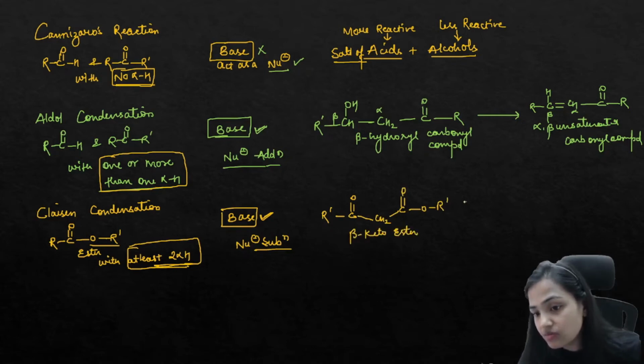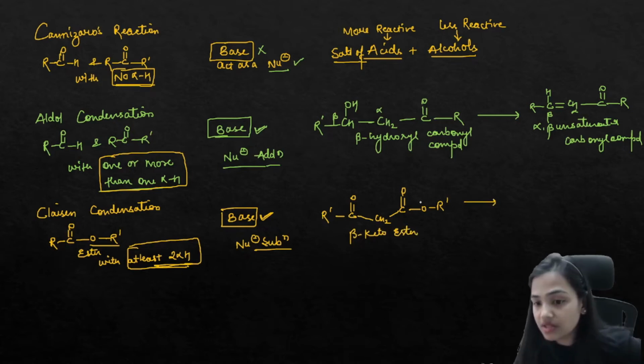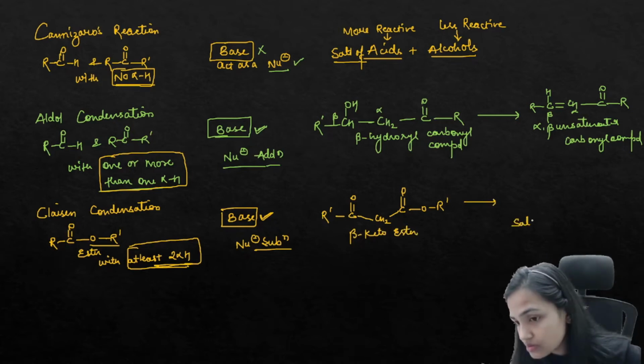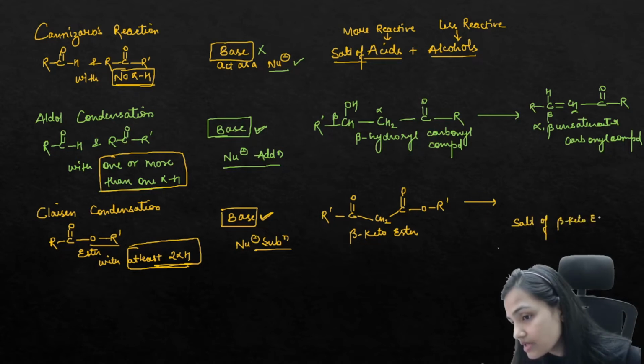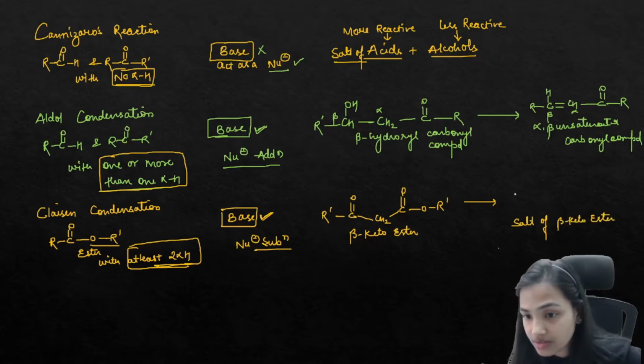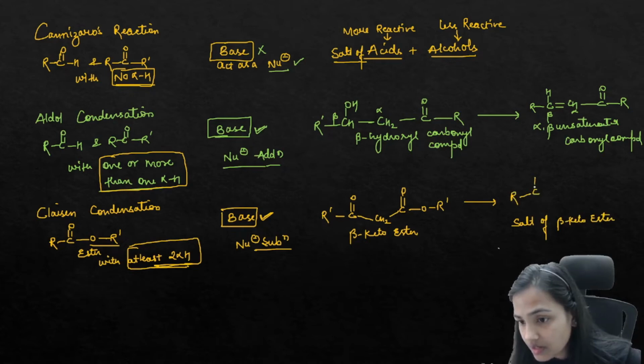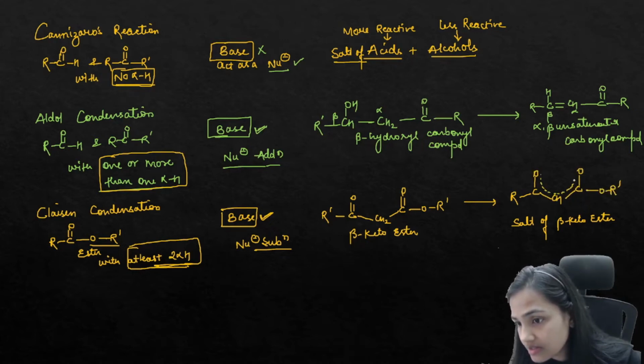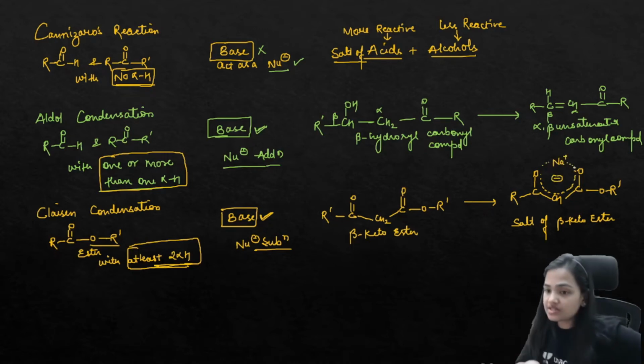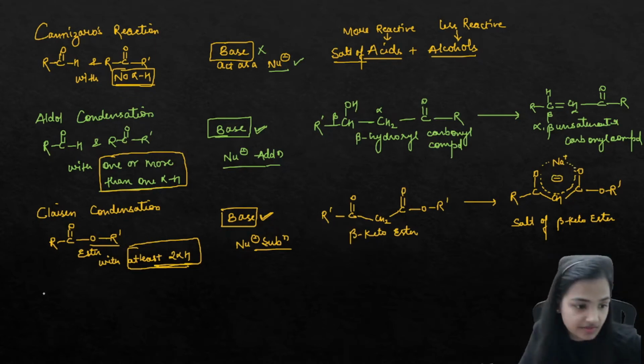But if you have one more acidic hydrogen, you can form the salt of the beta keto ester, which will be a more stable product: RCO CH CO O R dash, where the negative charge will be stable, and here you will be getting Na positive. Okay, this kind of interaction, the salt of the beta keto ester, will be the product.